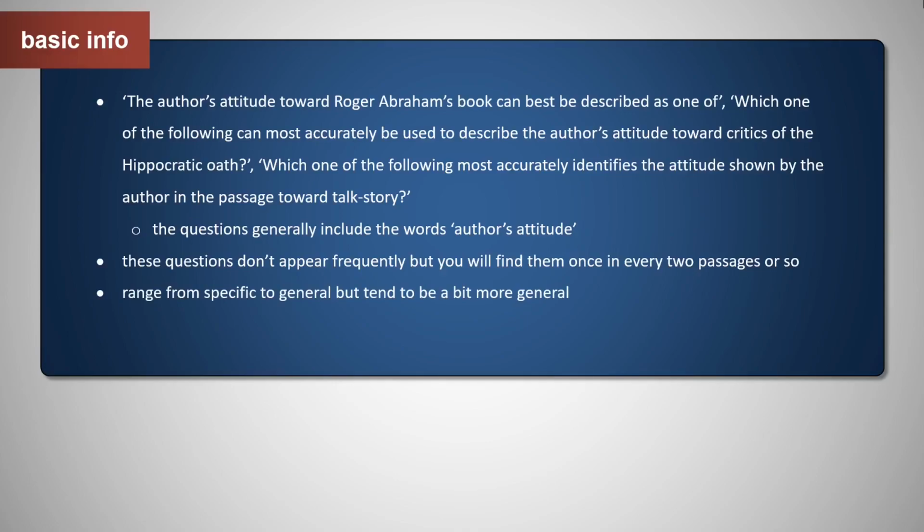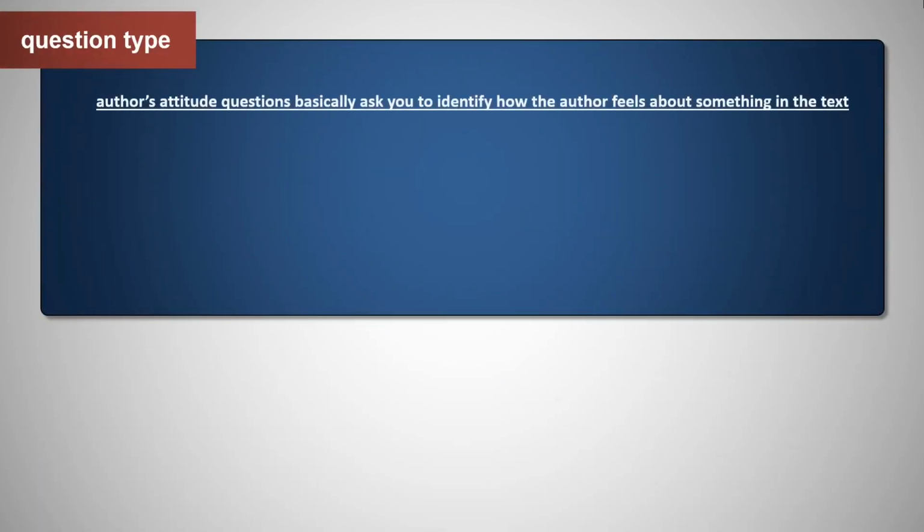Okay, so in terms of the basic information, you see how they're phrased. It talks about author's attitude. Not the most frequent of questions, and generally speaking will be more general, although they can be a little bit more specific too. Now, with respect to the question type, the author's attitude questions basically ask you to identify how the author feels about something in the text.